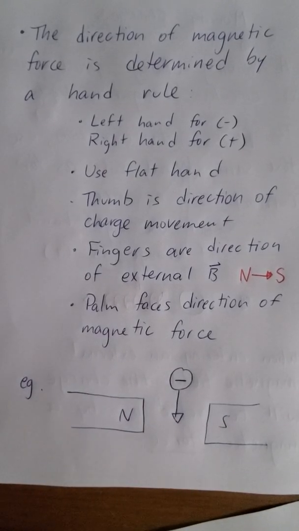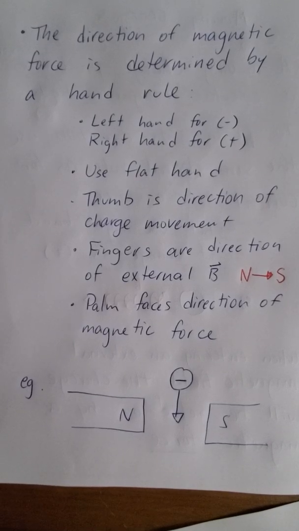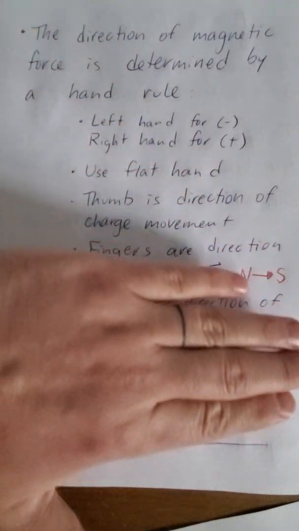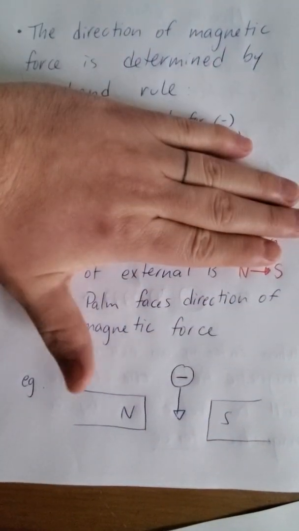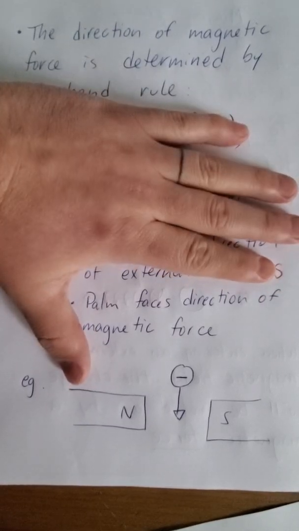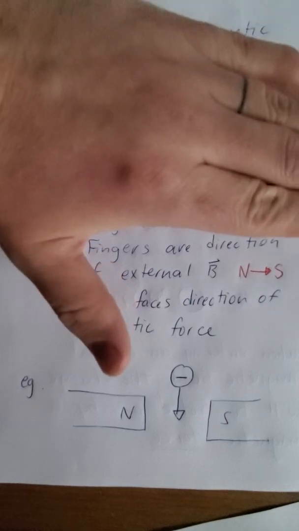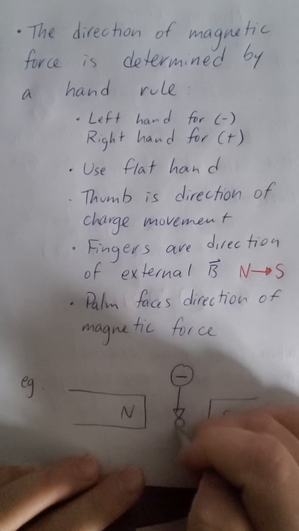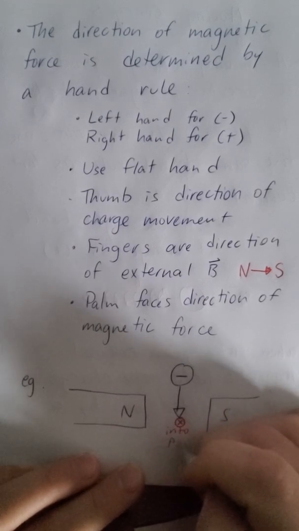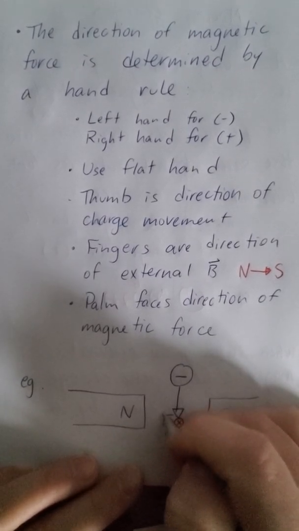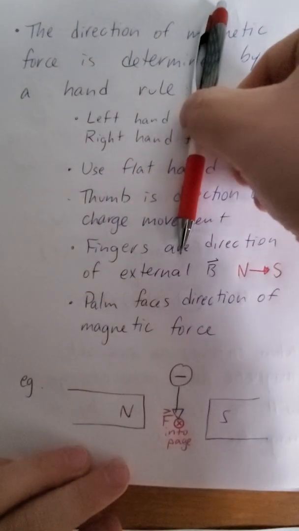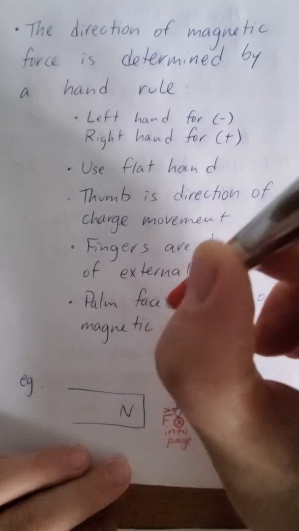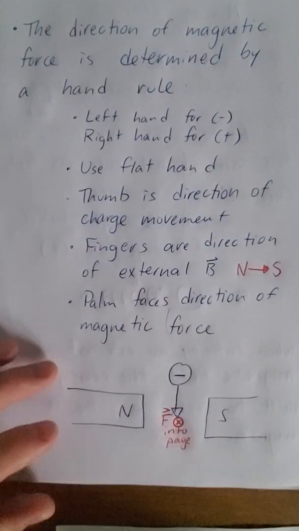So I've got a quick example here. It's a negative charge, so I use my left hand. My thumb has to be pointing down, and my fingers have to point north to south. So it's my left hand, thumb down, my fingers are going north to south. My palm, you can't see it because it's facing toward the page. That means that this negative charge will be deflected into the page. So this negative charge would be coming down, and then it would turn into the page as it got between these magnets.